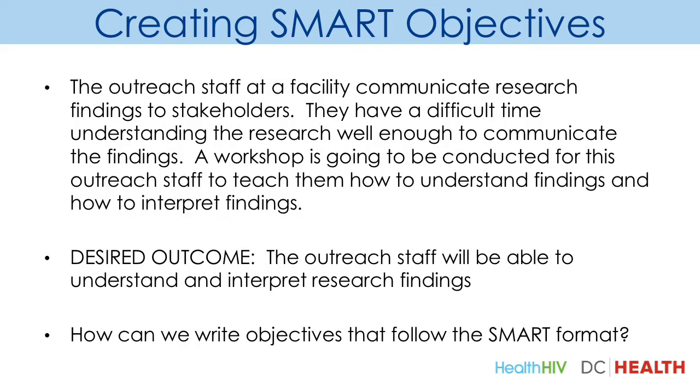So let's try to look at a situation where we want to create an objective and then make sure that objective satisfies the SMART criteria. So the situation is the outreach staff at a facility communicate research findings to stakeholders. They have a difficult time understanding the research well enough to communicate the findings.